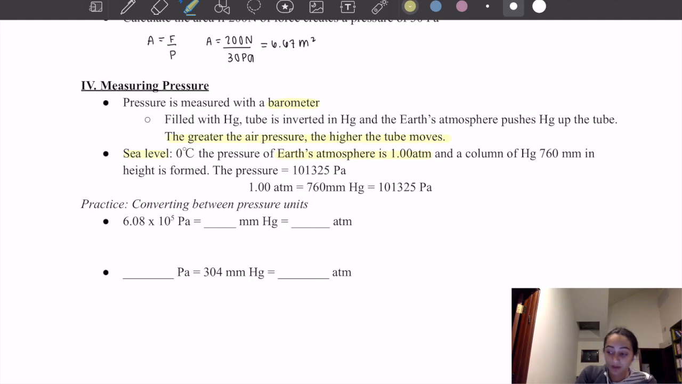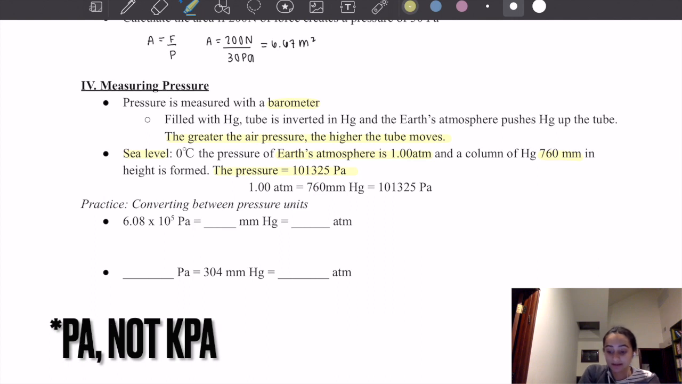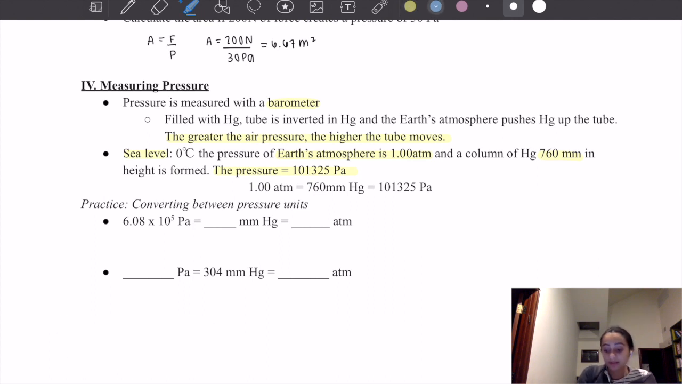So we can use that 1 atmosphere to convert in between different units of measuring pressure. So at sea level, a column of mercury in a barometer will move up 760 millimeters, and the pressure will be 101,325 pascals. So that then creates this conversion that 1 atmosphere is equal to 760 millimeters mercury, which is equal to 101,325 pascals. And you can use this conversion to convert between different units of pressure.